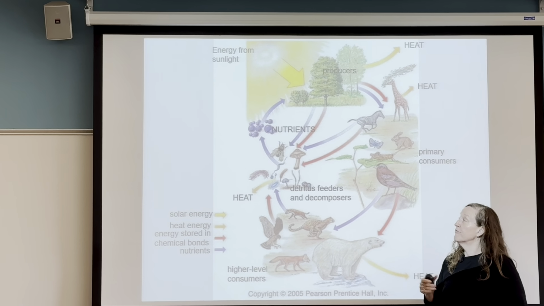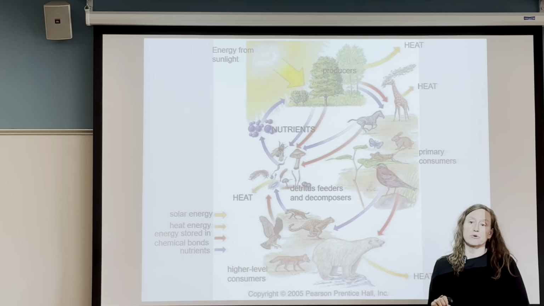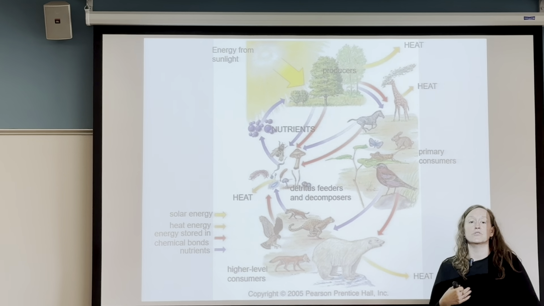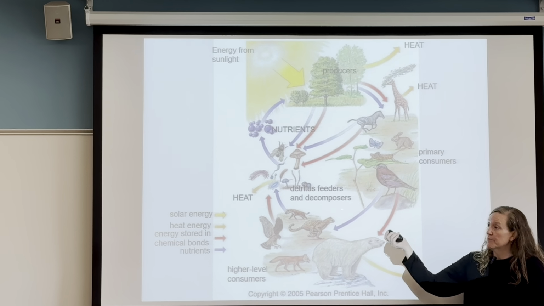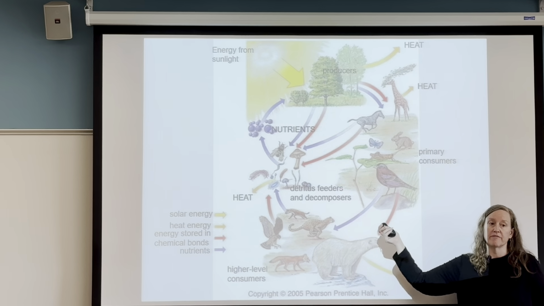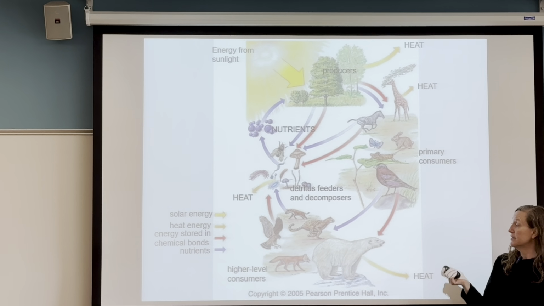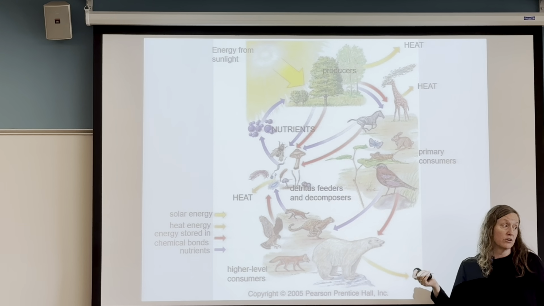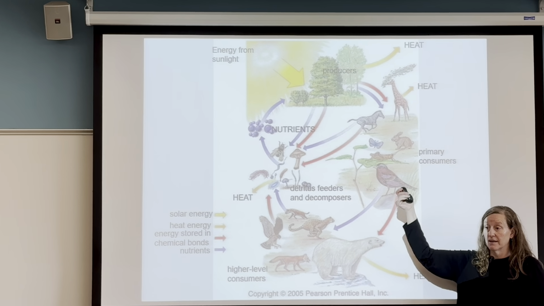But do the red arrows ever make their way back to the producers? Do you see an arrow from any of these heterotrophs that goes back to the producer? No, because they're going to utilize every bit of energy that they can. And the decomposers and the detritivores, they're going to use every last bit of energy. So one of the things I want you to notice here is that the red arrows, the energy in the bonds, do not recycle back to the beginning.